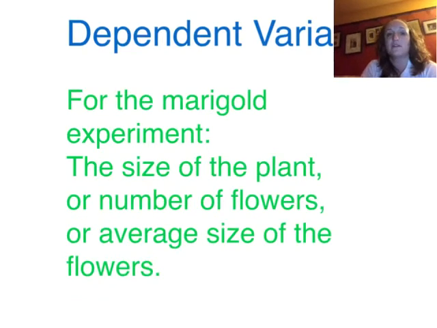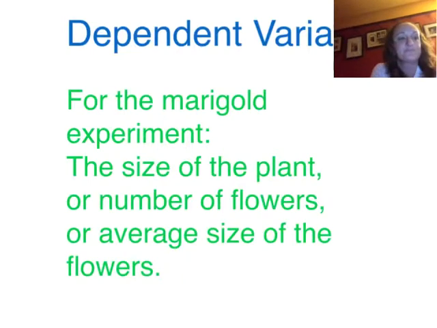The dependent variable in our marigold experiment is the size of the plant, the number of flowers, or it could be the average size of the flowers, any of that.